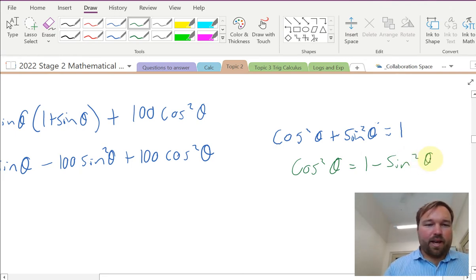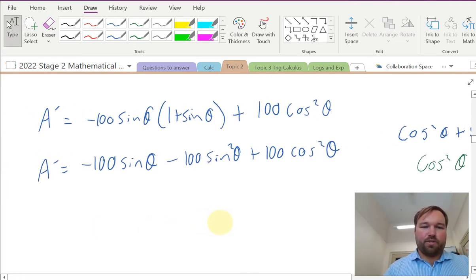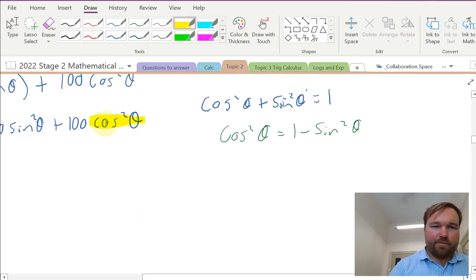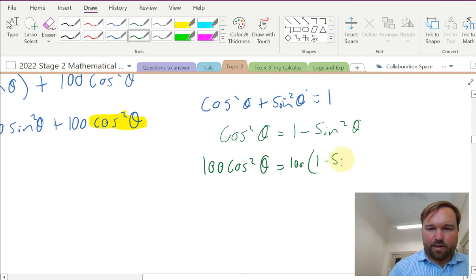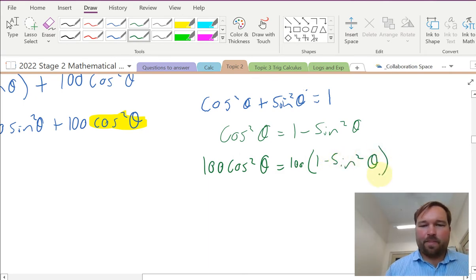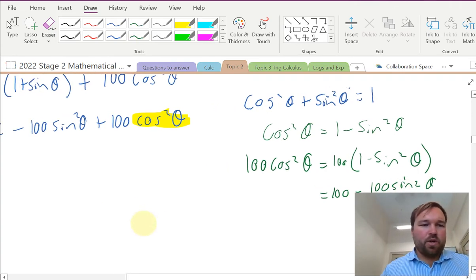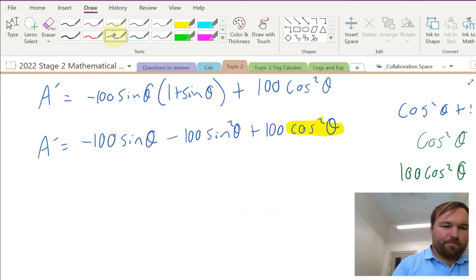And what I'm thinking is, I would like everything here to be in terms of sine. So that's what we're going to do. Instead of us having this cos squared theta on the end, I'm going to make a replacement based on the fact that 100 cos squared theta is equal to 100 bracket 1 take sine squared theta, which is the same as 100 minus 100 sine squared theta.